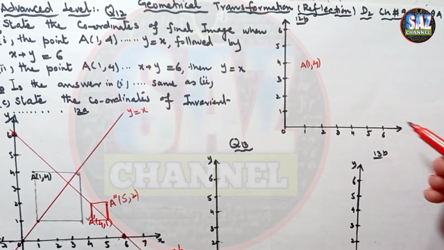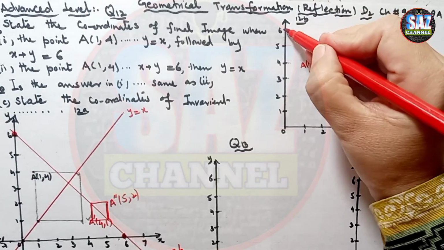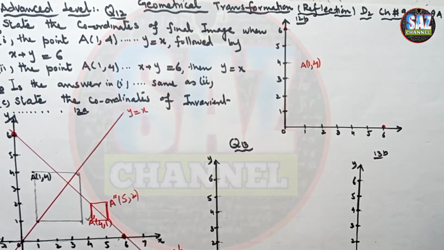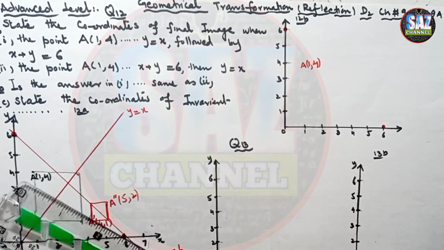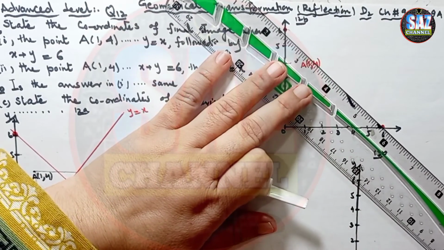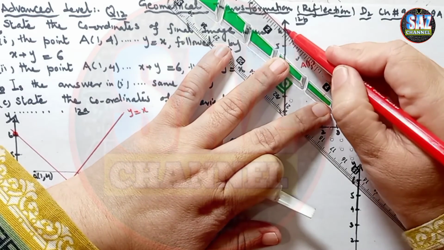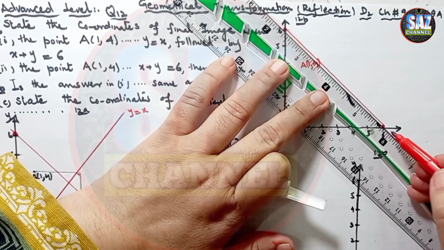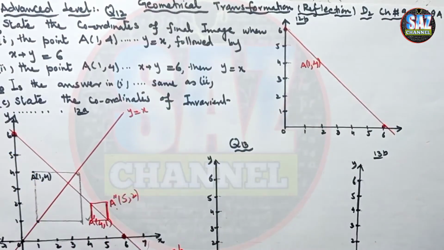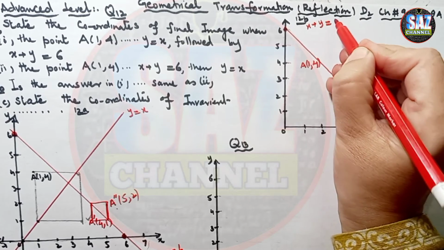We can see again x plus y equals 6 is making equal intercepts. So I can mark 2 points and draw the line that will pass through these two points. Now let me label the mirror line first. This is x plus y equal to 6.